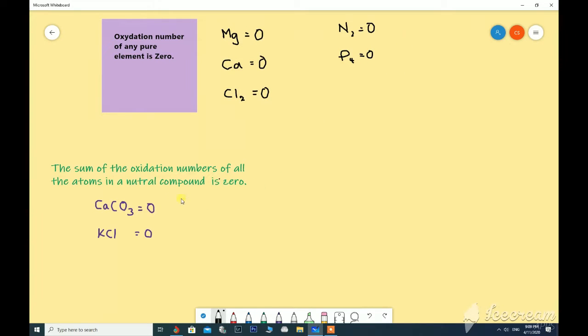Then let's see, the sum of the oxidation numbers of all the atoms in a neutral compound is 0. Here, calcium carbonate, in the whole compound, the sum of the oxidation numbers of each element is equal to 0. Potassium chloride, it is also equal to 0.